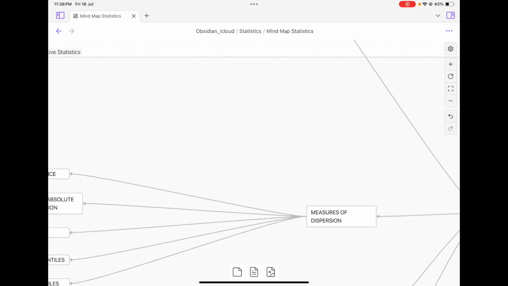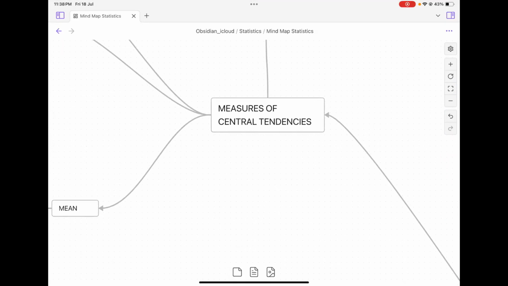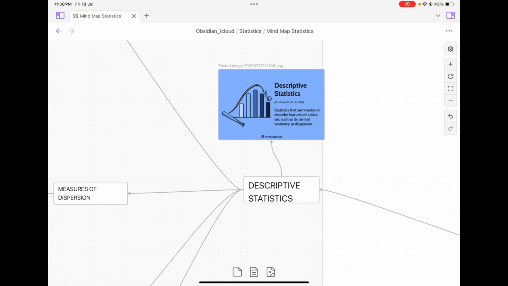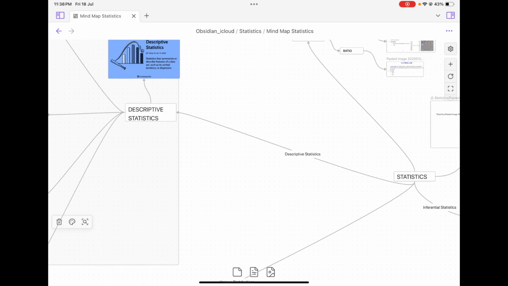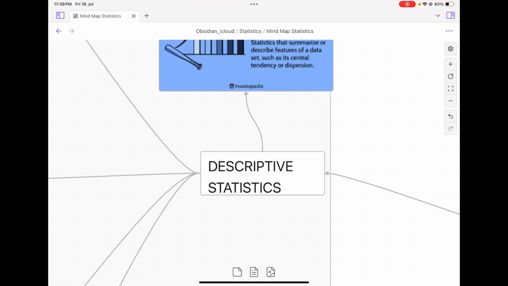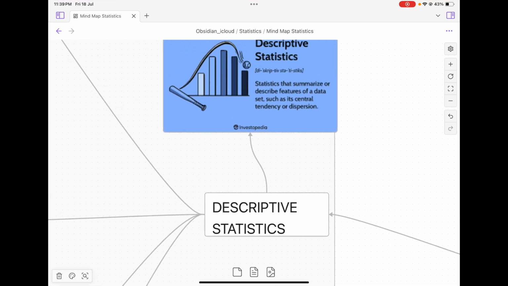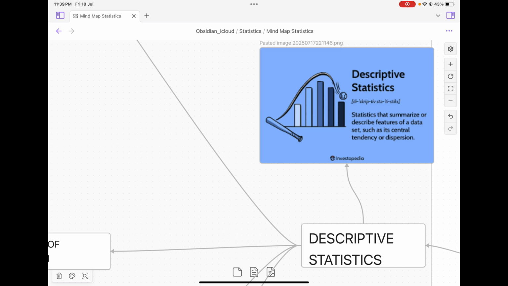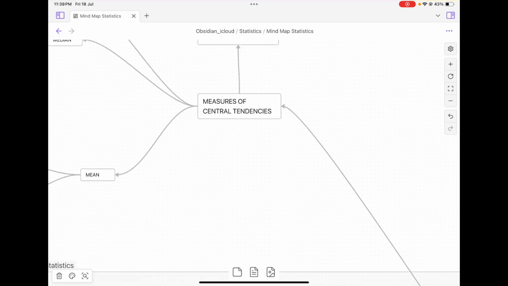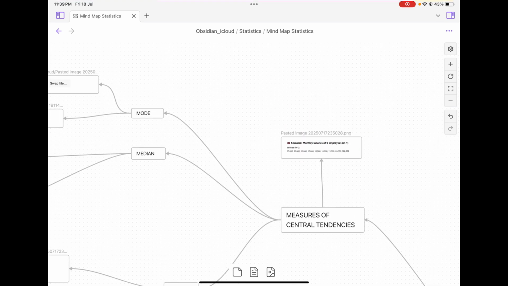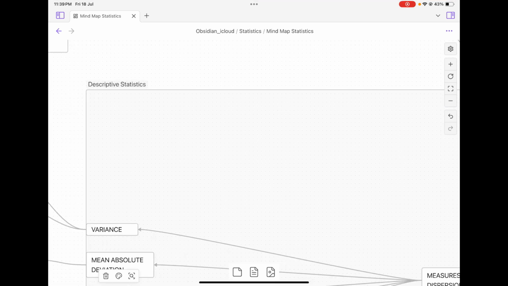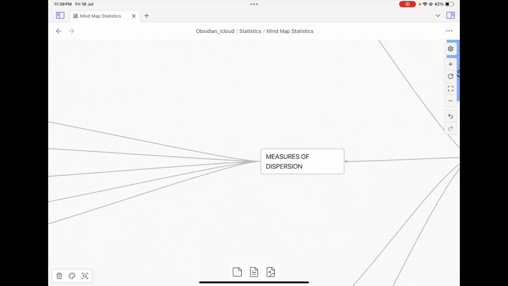So in the last section, we were discussing measures of central tendencies. Coming back to the basics, we started with statistics and we are studying one branch of statistics, that is descriptive statistics, which is about summarizing and describing features of the data. One such feature is central tendency, and we have seen mean, median, mode, etc. Now we are moving to another feature, that is the measures of dispersion.